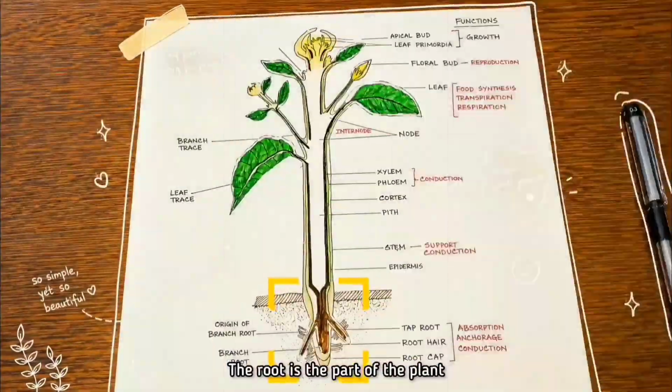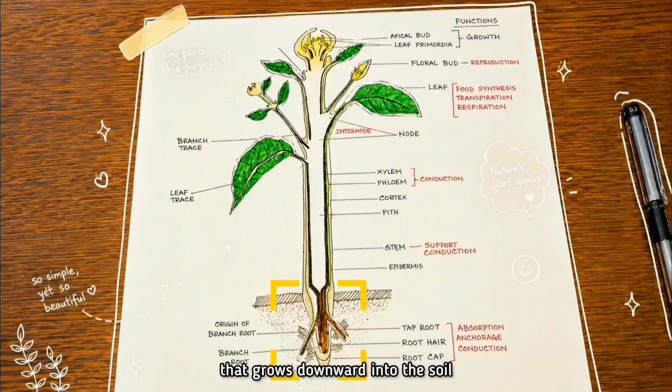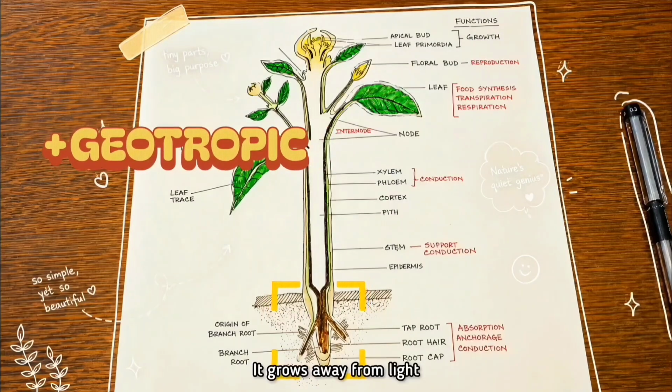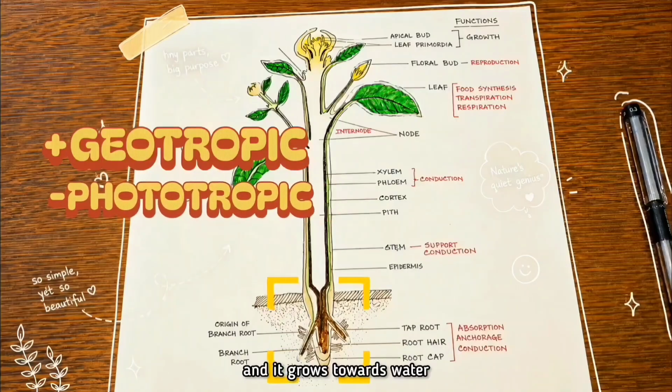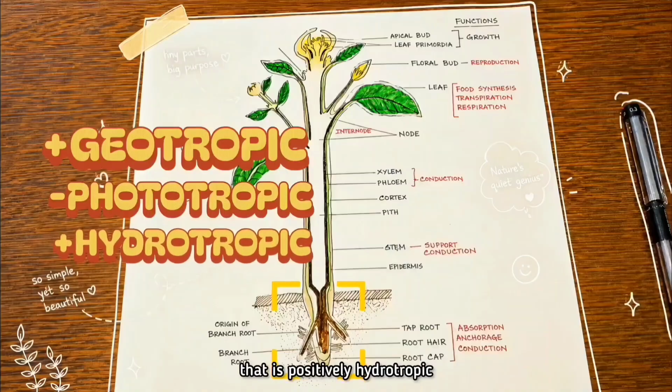The root is the part of the plant that grows downward into the soil. Unlike the stem, it grows toward gravity, that is positively geotropic. It grows away from light, that is negatively phototropic, and it grows towards water, that is positively hydrotropic.